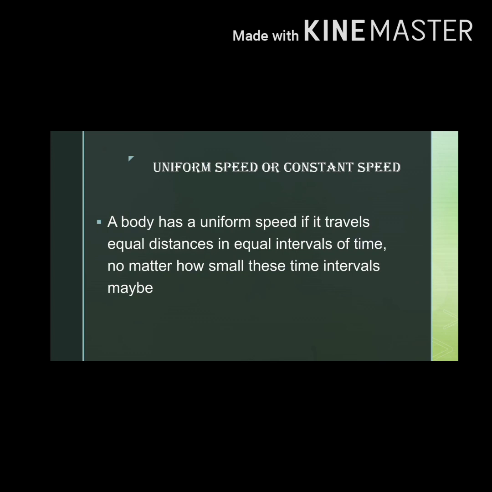Now let us discuss about uniform speed or constant speed. A body has a uniform speed if it travels equal distances in equal intervals of time, no matter how small these time intervals may be. The distance time graph of an object moving with uniform speed will be a straight line.